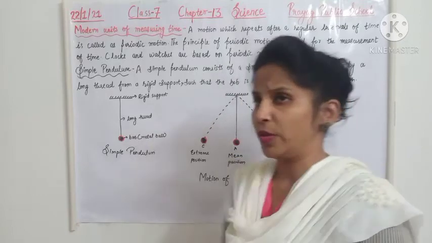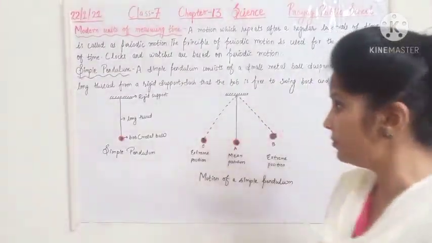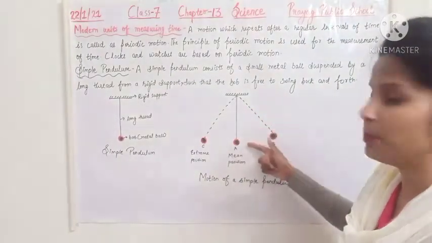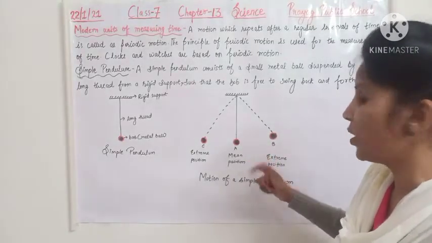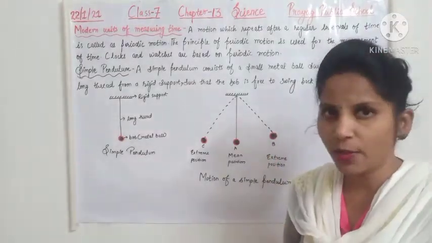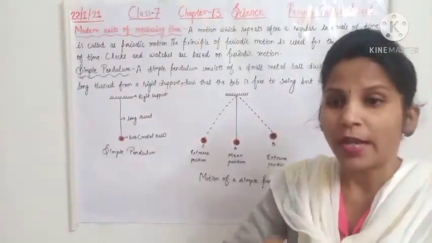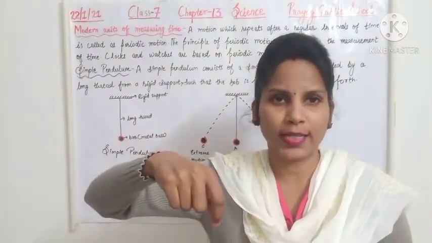Let us see the working of the simple pendulum. As you can see in the figure, it is a simple bob. This is its mean position, that is, the center position. Then these are the extreme positions up to which it can move. I will show you with an example.